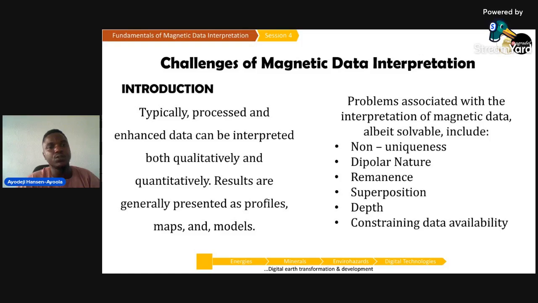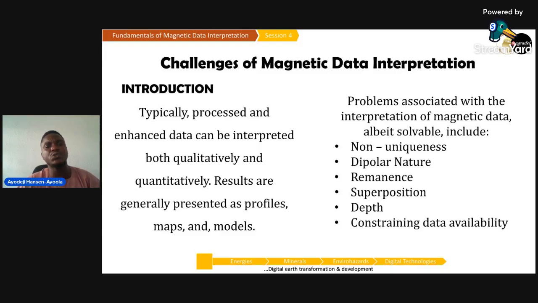Typically, processed and enhanced data can be interpreted both qualitatively and quantitatively. Qualitative interpretation speaks to the observation of features as it relates to the geology of an area when one is looking at magnetic data. And when we are talking about quantitative interpretation, we are usually referring to modeling, so this is more tilted towards the quantitative side of things. Results when it comes to the magnetic method are generally presented as profiles, maps, and models.